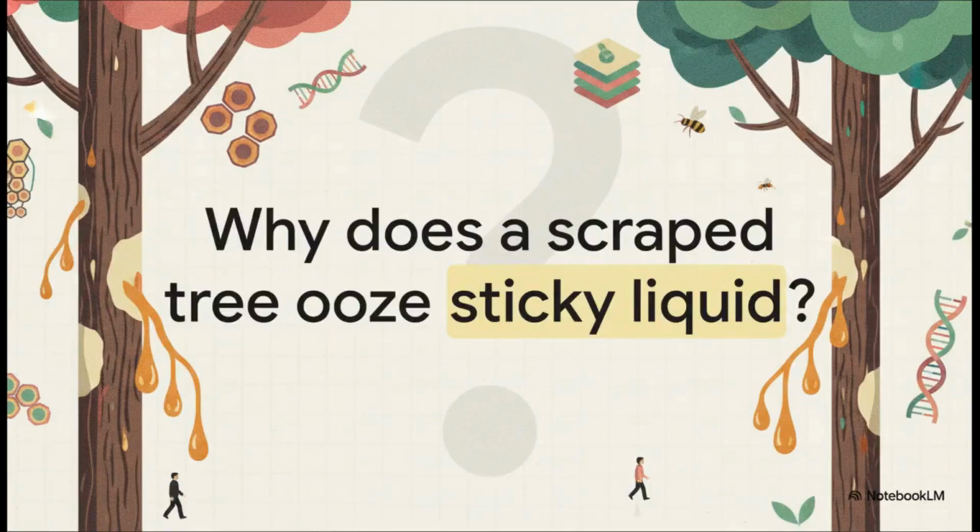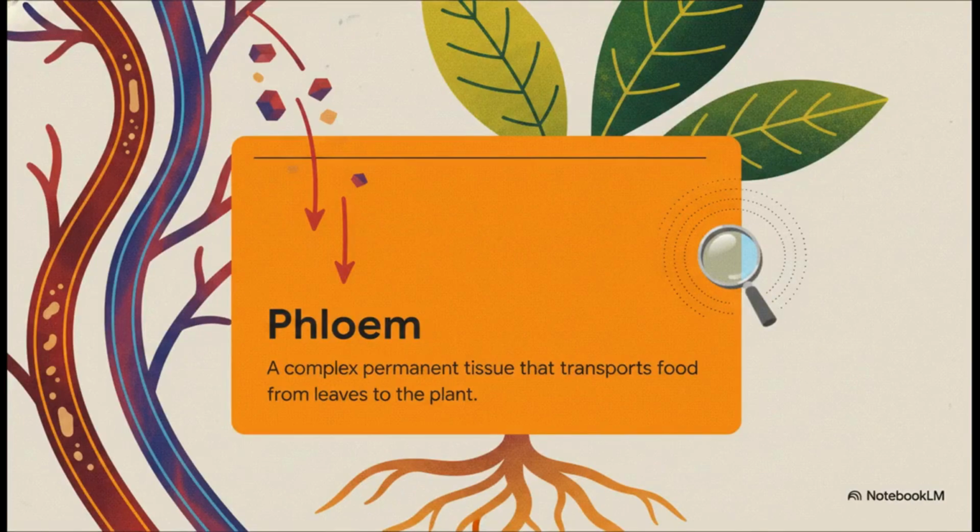Okay, before we wrap up, let's solve one final biological mystery. Imagine you're walking through a park, and you see a tree where the bark has been accidentally scraped away. Oozing out of the wound is this sticky, sweet liquid. What exactly are you looking at there? Believe it or not, you are watching the plant's food delivery system bleed. This is the phloem in action. Phloem is a complex permanent tissue that transports food, specifically sucrose, from the leaves where it's made down to the rest of the plant organ system. It works right alongside that dead xylem tissue we talked about earlier to keep the entire massive organism alive.